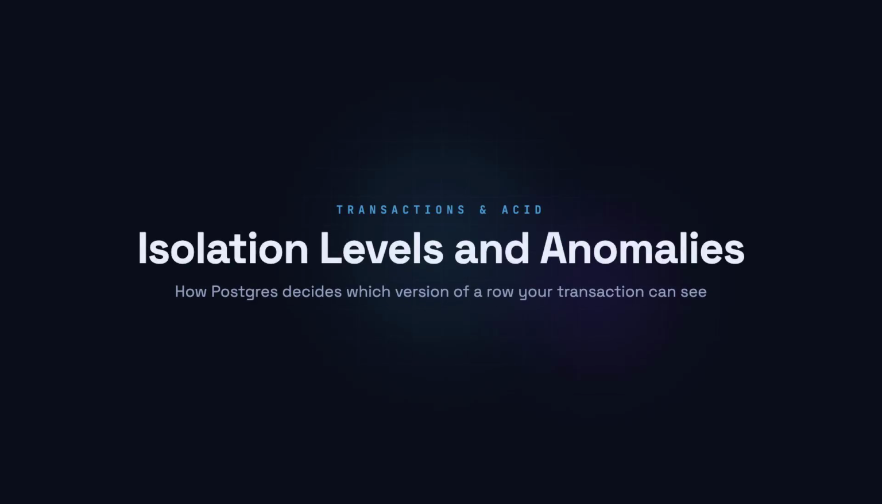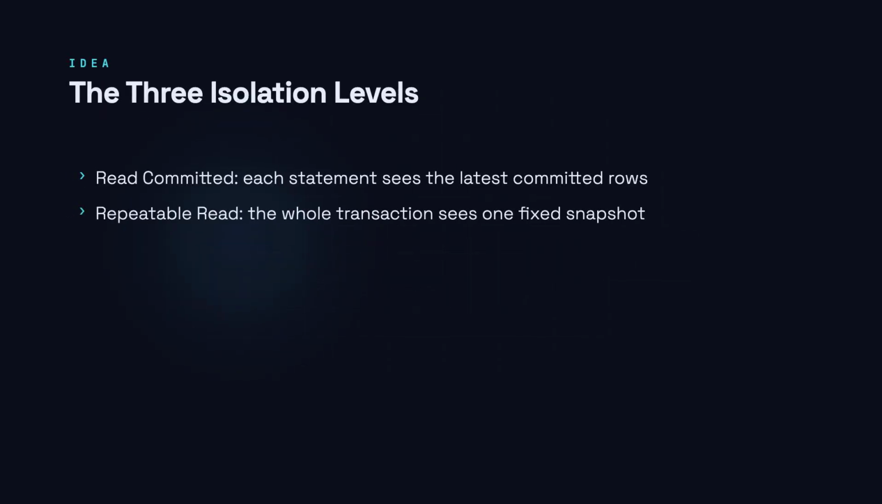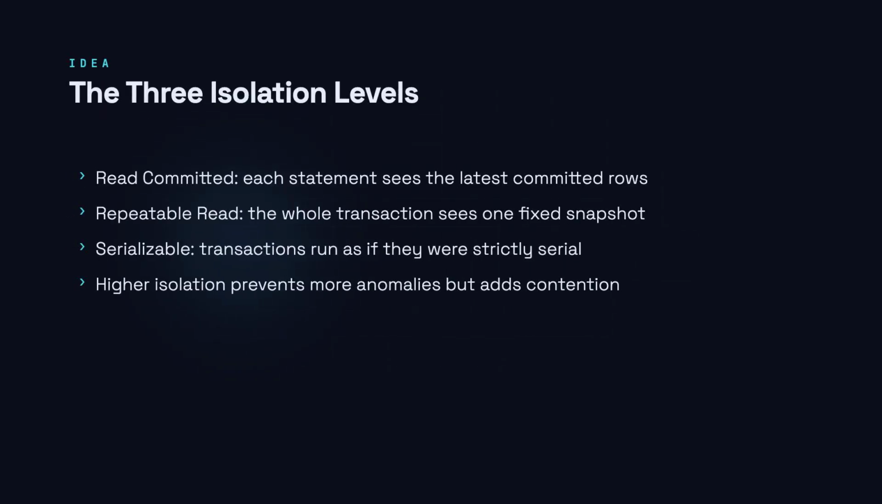Postgres ships with 3 practical isolation levels, and each one draws a different boundary around what concurrent data your transaction is allowed to observe. Getting that boundary wrong is one of the most common bugs hiding in production code. Read committed is Postgres' default and re-snapshots on every statement.